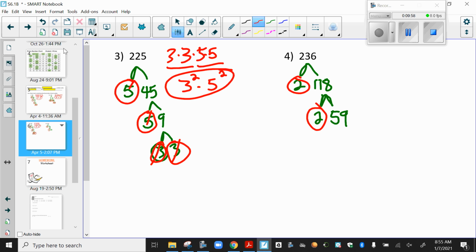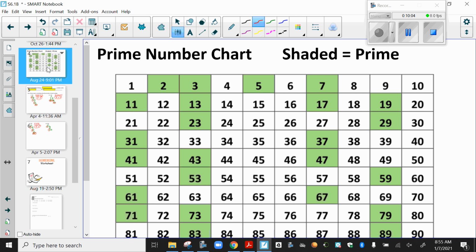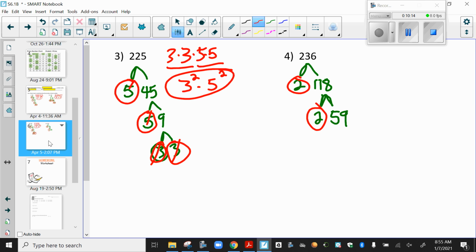I know there's other rules, but instead of doing that, let's hop back here real quick. We're going for 59. 59 is prime. Look at that. All right, 59 is prime. So I'm going to go back with red and circle it. And then I'm going to do 2 times 2 times 59. So I have 2 squared times 59.